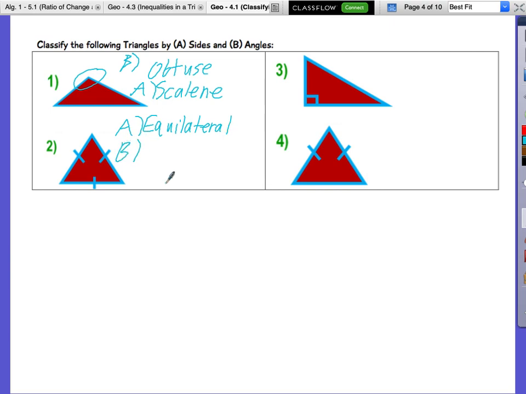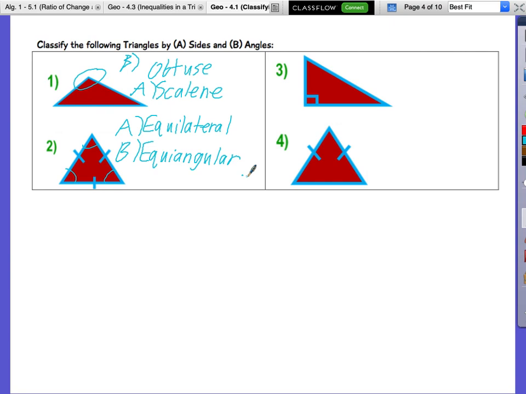What did we say was true about the angles of an equilateral triangle? They're all congruent. They all have the same measure. They're equal measure. Okay? That means it's also equal angular. And they're all 60 degrees. Very good. So this second triangle would be equilateral and equal angular.